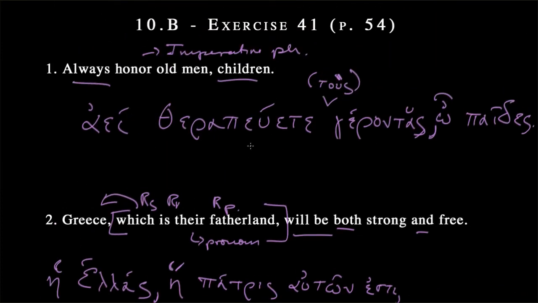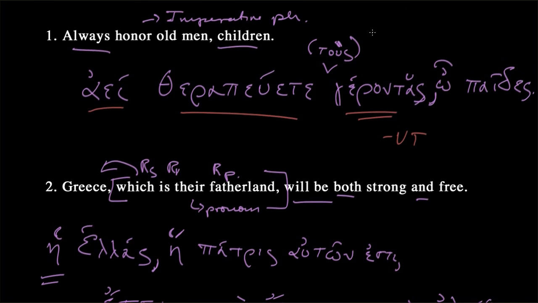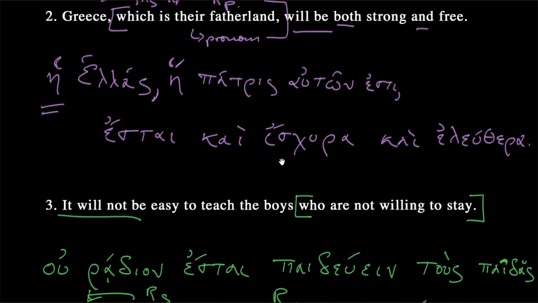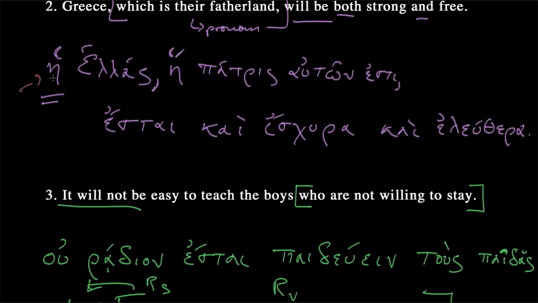So always honor old men. Nice imperative, adverb. Gerontos was a little bit new. That's one of our new ta ending third declensions, but nothing too fancy there. Note that we might want to include this too, so I really think we should as a class. Greece, which is their fatherland, will be both strong and free. Hey, Hellas, we add this because you would do this with proper nouns in Greek. Which, so this is feminine singular, referring back to Hellas, and it's nominative because it is going to be the relative subject of this relative clause.